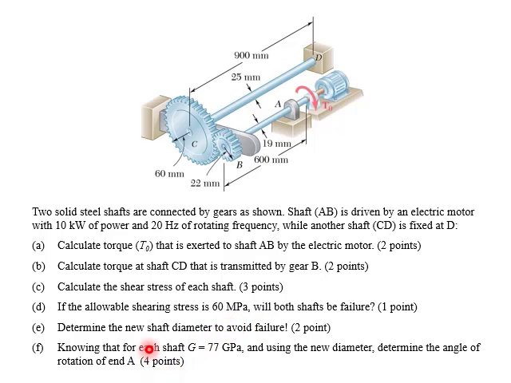The last question is related with the twisting angle. If the material is made of steel with this shear modulus of 77 megapascal and using the new diameter you get from point E, then you are asked to determine the angle of rotation of A. You see, this is A. A is connected with this motor, so it is rotating because of that torque.